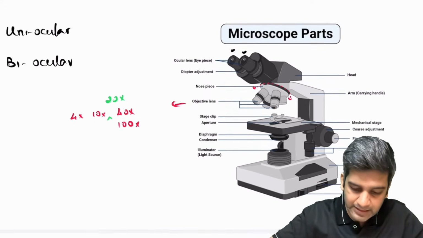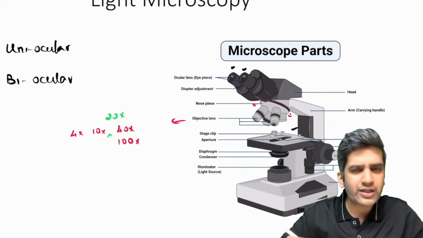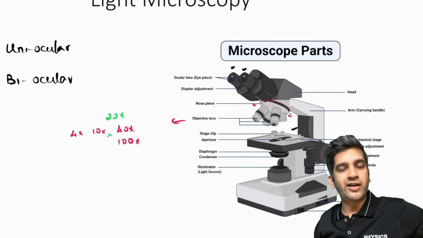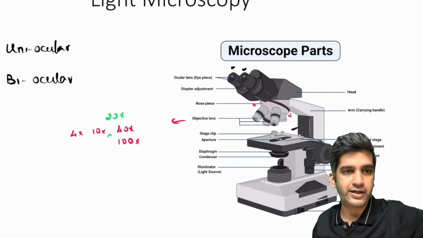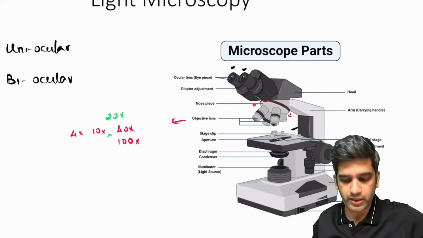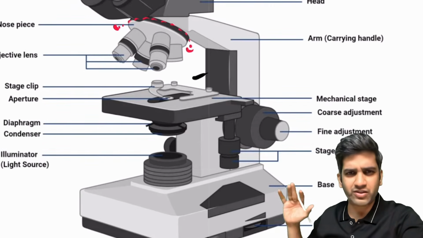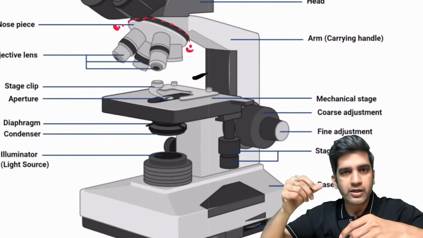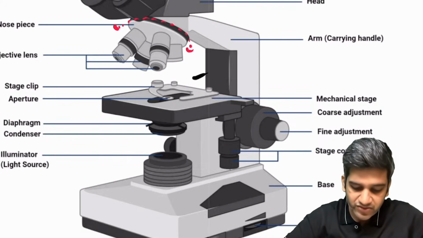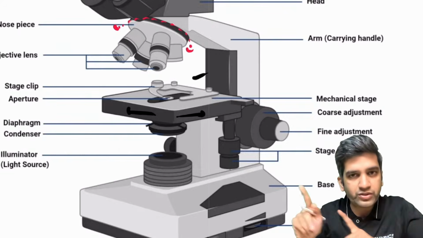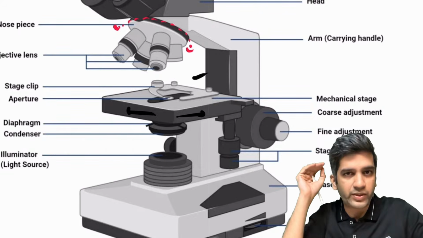That's one. Next is my mechanical stage. We'll look at each individual part and its use case separately. I'm just going through an overview here now, that's all. This stage is where you keep the slide. I'm sure you must have done that. You keep the slide, clip it, and you can move it. This stage moves in both the X and Y axis.